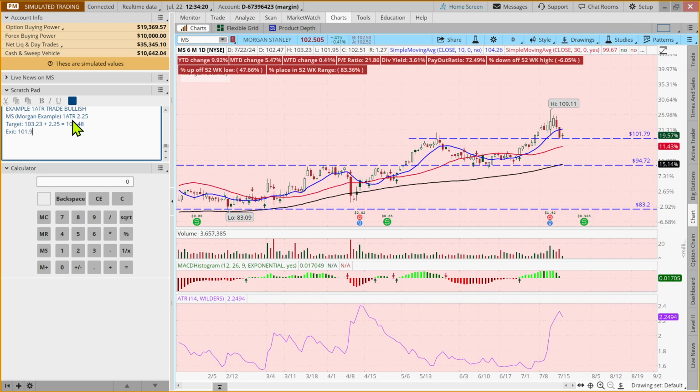And if it goes down and hits our exit, which we don't want it to do, but it has happened, 101.95, which is today's low, minus 2.25, would give us an exit of 99.70.